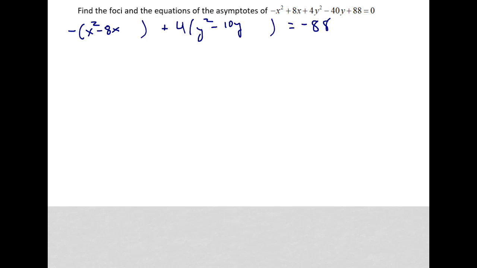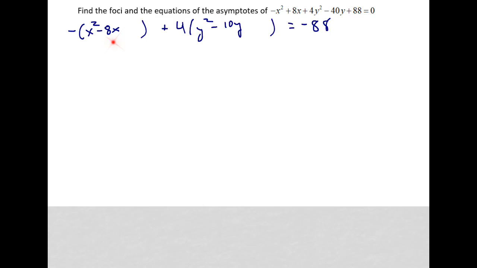So what we've done is we just factored out the negative from the x's. We factored out the 4 from the y's. And we brought, or subtracted, this 88 over to the right side. Now we should be able to complete the square on each term.